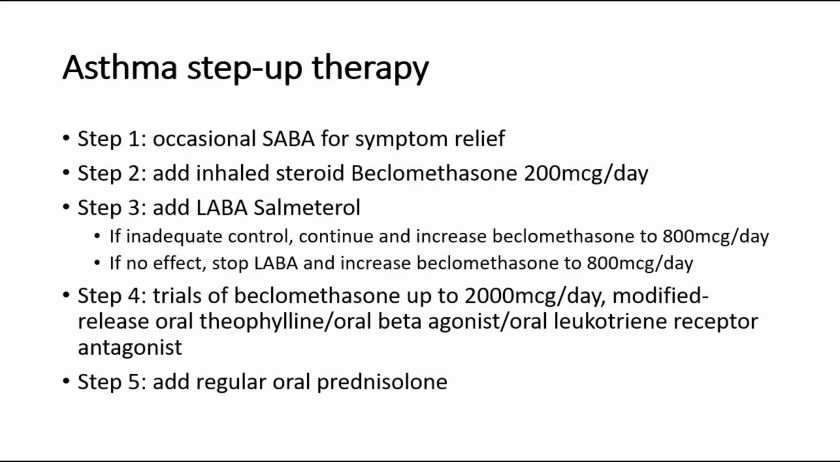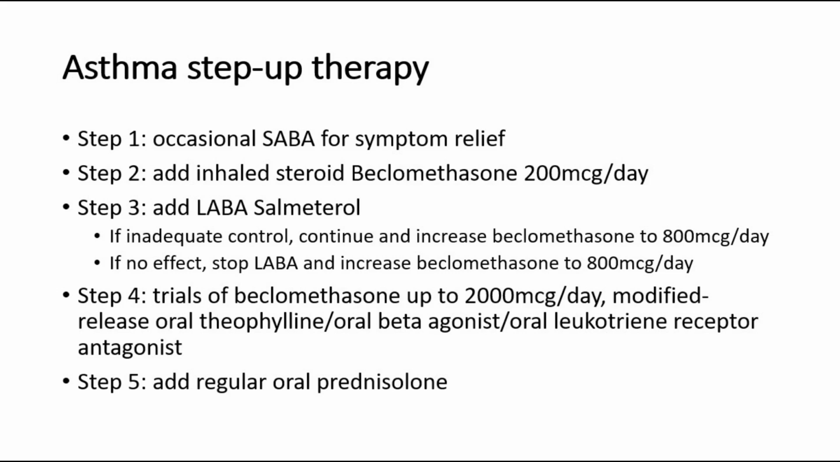So step 2 would be adding a standard dose of inhaled steroid, for example beclomethasone, 200 mcg per day. Or we can also start at the dose which is appropriate for the disease severity, so it depends on the patient as well. Step 3, we need to add a long-acting beta agonist, which is salmeterol, by inhaler. If it benefits but is still inadequate control, we continue and also increase the dose of the beclomethasone to 800. If there is no effect, we stop this LABA and increase the beclomethasone to 800.